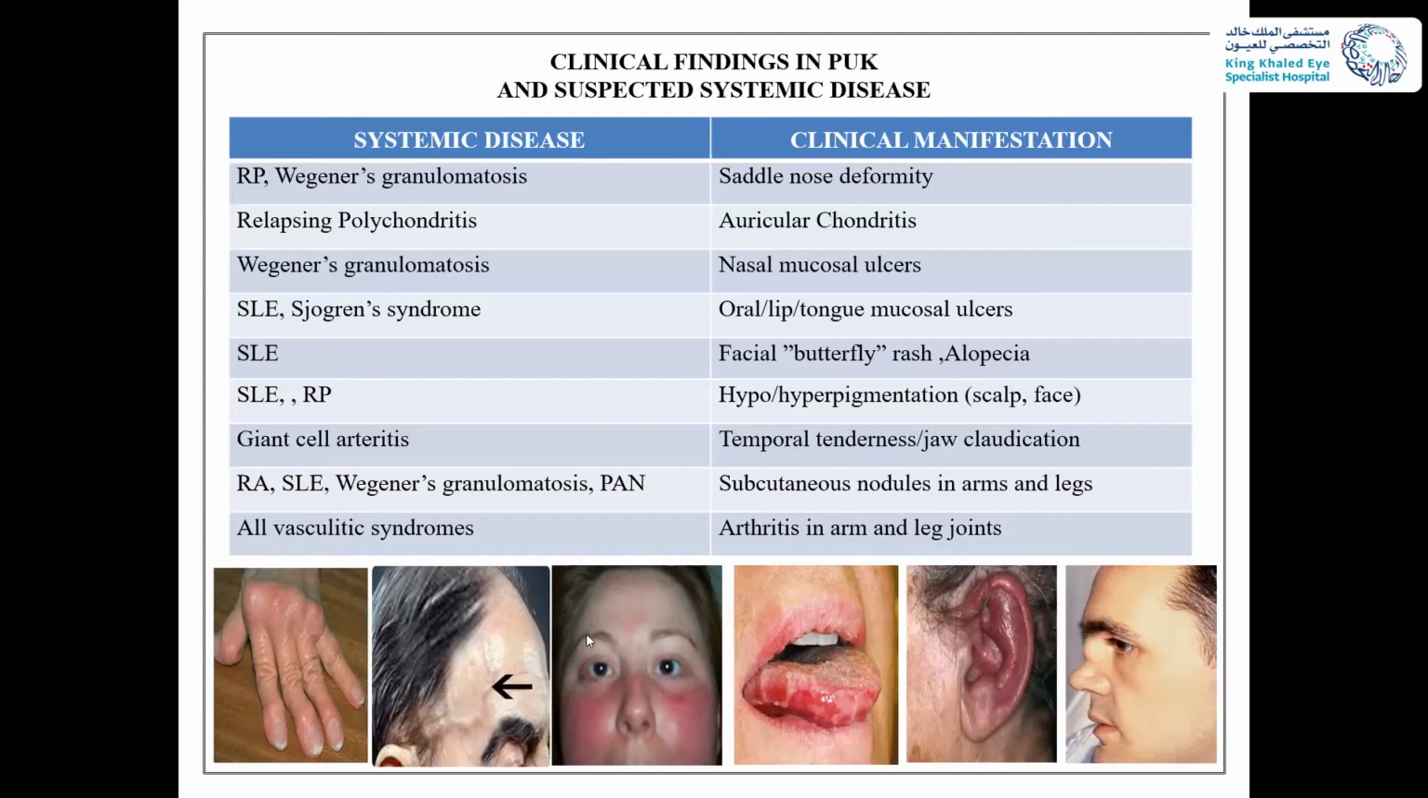If you see one of these, then an urgent referral to a rheumatologist or internal medicine is warranted. The reason is that this patient is going to benefit from systemic immunomodulators, steroids or biologic agents, in addition to the local treatment. So it is a life-threatening condition that has to be referred on an urgent basis.